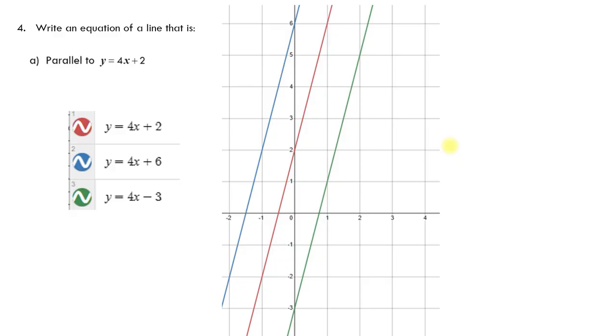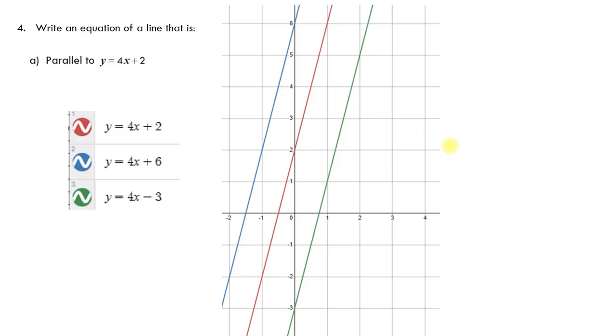Write an equation of a line that is parallel to y equals 4x plus 2. Well, 4x plus 2 is the red line with a y-intercept of 2. Any line that is parallel to y equals 4x plus 2 must have a slope of 4. It can have any y-intercept we want, but it must have a slope of 4.